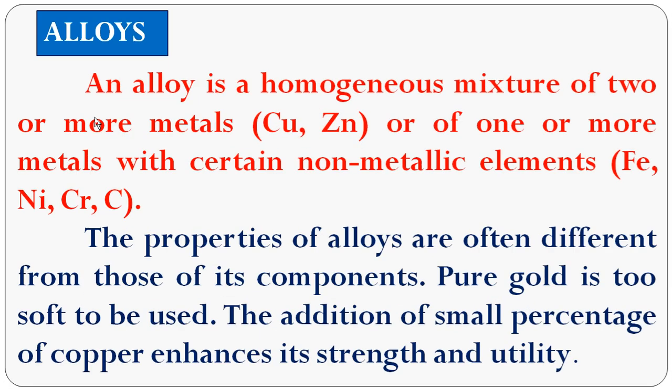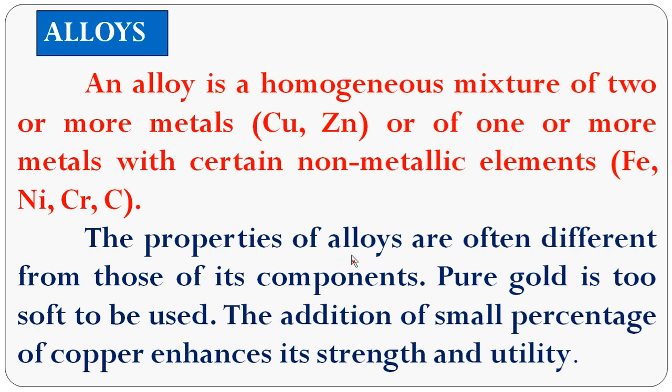Now come to the last topic, that is alloys. Now what is an alloy? Alloy is a homogeneous mixture of two or more metals, copper and zinc. This is an alloy: two or more metals, or one or more metals with certain non-metallic elements. Here Fe iron, nickel Ni, chromium Cr, then carbon. Here this is a metal with non-metal. So this is an alloy. Alloy is a homogeneous mixture of two or more metals or two or more metals with non-metallic elements.